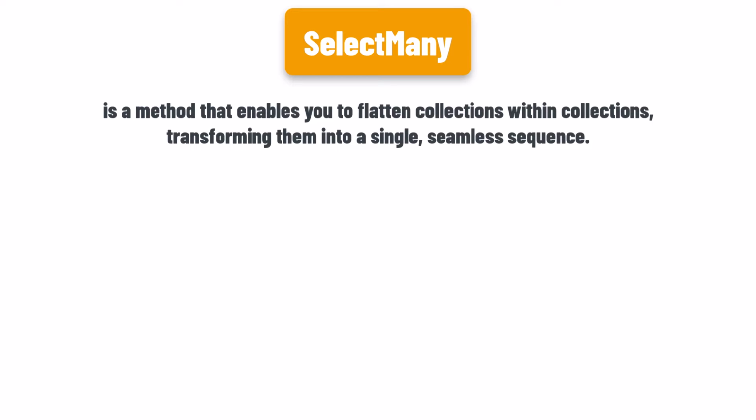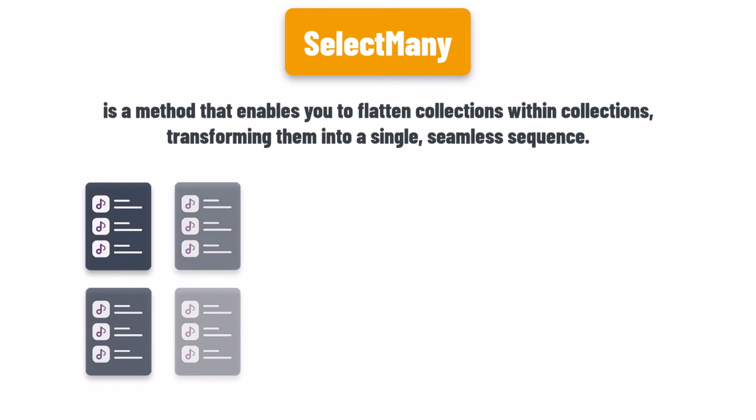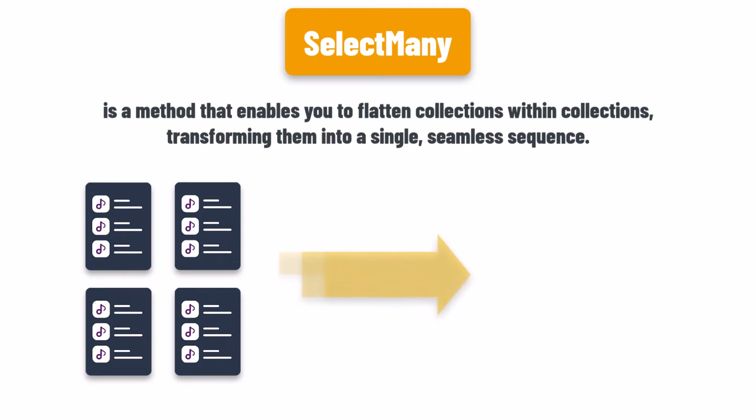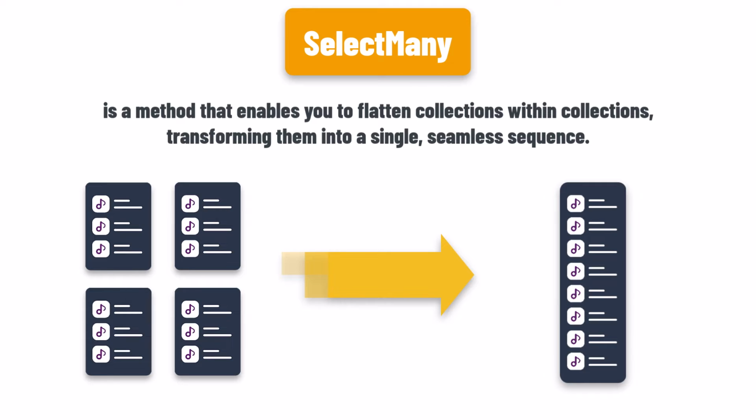Think of it like this. Imagine you have several music playlists, each containing a number of songs. Now, if you want to create a master playlist featuring every song from all these individual playlists, SelectMany is your go-to method. It simplifies the process by merging these separate collections of songs into one comprehensive playlist, ensuring you have all your favorite tunes in one place. This example illustrates the essence of SelectMany, making the complex task of combining multiple collections into one straightforward and efficient.